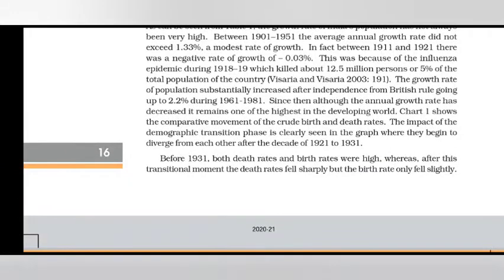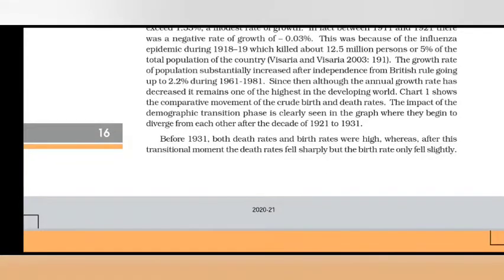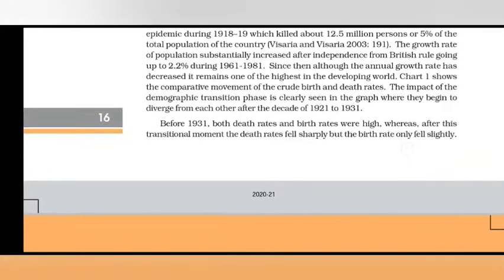Between 1901 and 51, the average annual growth rate did not exceed 1.33%, a modest rate of growth. In fact, between 1911 and 1921, there was a negative growth rate of minus 0.03%. This was because of the influenza epidemic during 1918 to 19, which killed about 12.5 million persons or 5% of the total population of the country. The growth rate of population substantially increased after independence from British rule, going up to 2.2% during 1961 to 81.